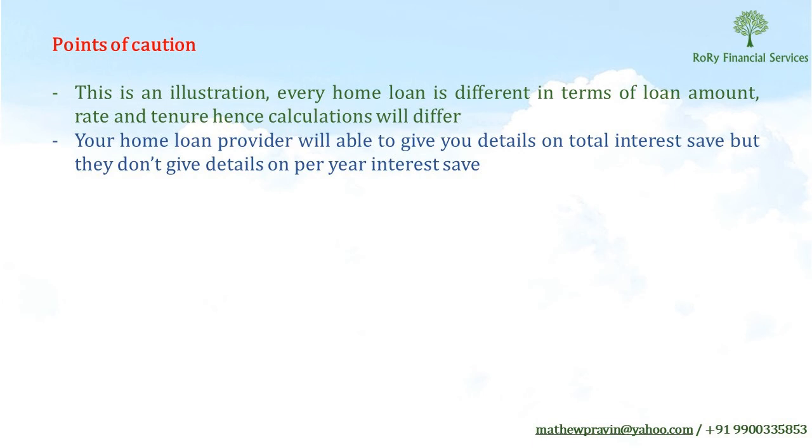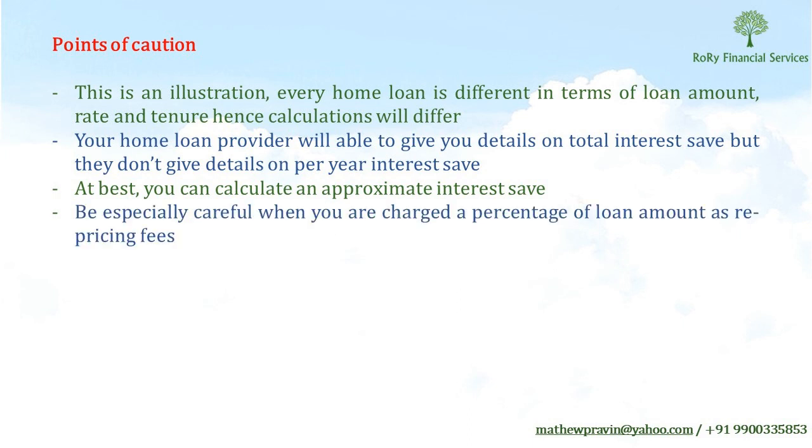So if possible, do ask them for per year interest save or for an amortization chart. They may or may not give it. But if you get it, you'll be in a better position. Otherwise, you can do a similar calculation to this and use it to make a decision. So do an approximate interest save and then take a decision. And like I showed you earlier, be especially careful when you're charged a percentage of loan amount as the repricing fee. So I hope you now got an idea on how you can analyze the benefit of repricing your home loan with a lower interest rate while paying an upfront fee for it.